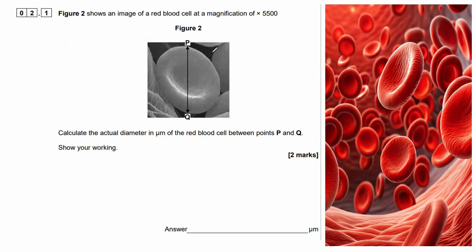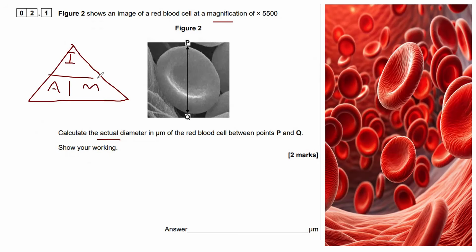Okay, what we're going to do here is you can see they've asked for the actual diameter and we've got magnification. This would ring little bells in your head and you should think of the old I AM equation. And we want to work out A, so we want to do I over M, and that is going to give us A, which is our answer. Now, we've got the magnification, so we want to do I over 5,500. Now we just need to work out I.